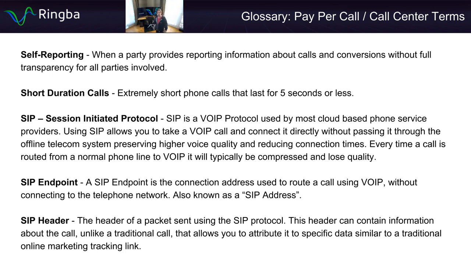Now, a SIP header is the header of a packet that SIP sent using the SIP protocol. And so this header can contain information about the call, unlike any other normal traditional call where you just dial, that allows you to attribute it to specific data similar to traditional online marketing tracking links or click tracking. And so that's what's really cool about SIP. And so in Ringba, when you send a SIP call to a call center, we automatically embed a call ID, not to be confused with a caller ID, but an actual call ID with that SIP header packet.